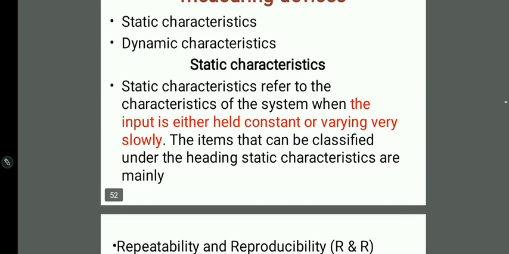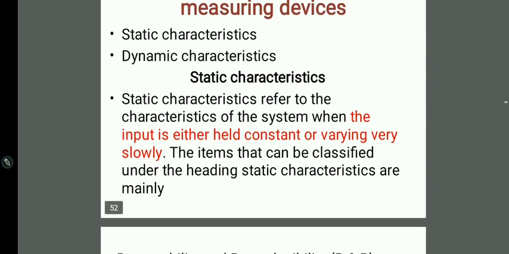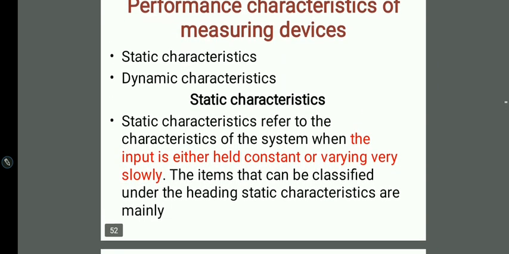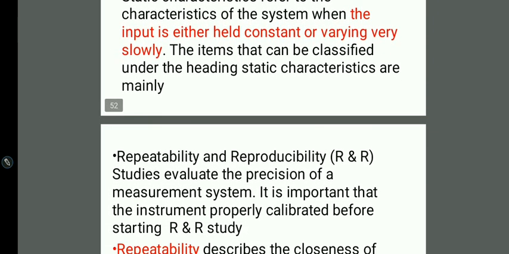Then dynamic characteristics are just the opposite of this, that is, the instrument or the measurement characteristics are changing very fast and frequently. So the characteristics become different under such conditions, and that comes under dynamic characteristics. So these are the two types of performance characteristics of any measuring device. First, let us see what the different types of static characteristics are. These are classified as follows.